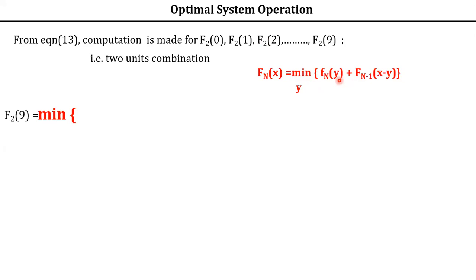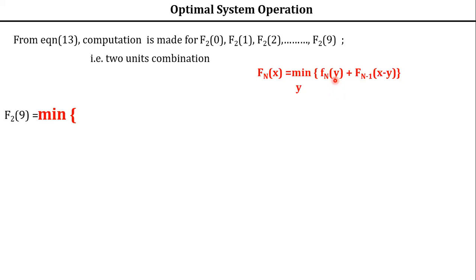In order to meet that increment in load, you have to increment the generation by delta x, or delta megawatt. We are assuming a step size of 1 megawatt. This y is your step size of generation in megawatt, so 1 megawatt, 2 megawatt, 3, in steps of 1.